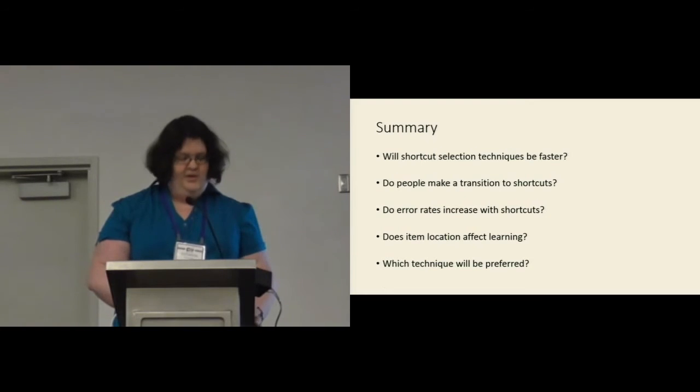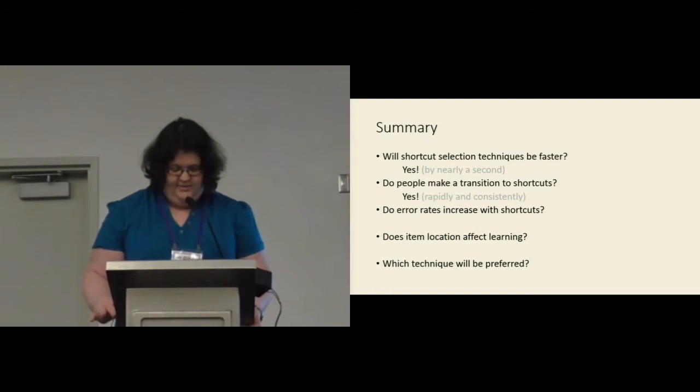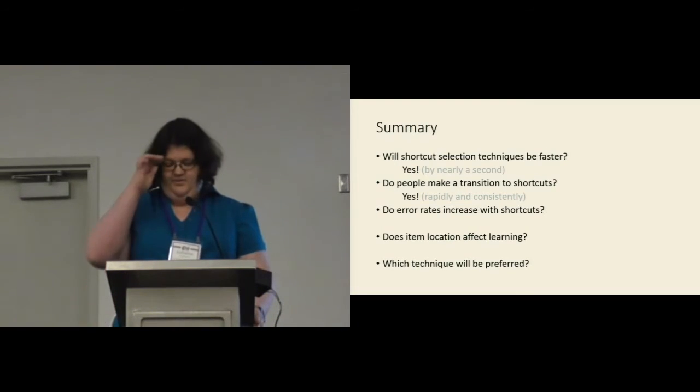So overall, going back to our research questions, which shortcut selection techniques were fastest? Swipe and double tap were significantly faster than the other two methods, being almost a second faster by the final block of the experiment. And people also definitely made a transition to using the expert behavior, using it almost all the time by the final block, and using it more than half the time even by block 3 of 12.